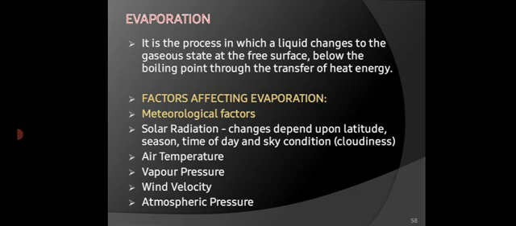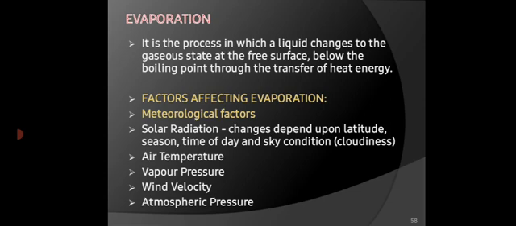So which are the factors that affect evaporation of water? There are many factors and they are bifurcated in different ways. The first category of factors, under meteorological parameters, is solar radiation. This changes depending upon latitude, season, time of day and sky condition, cloudiness. So how does solar radiation affect evaporation? If solar radiation is more, evaporation will be more.